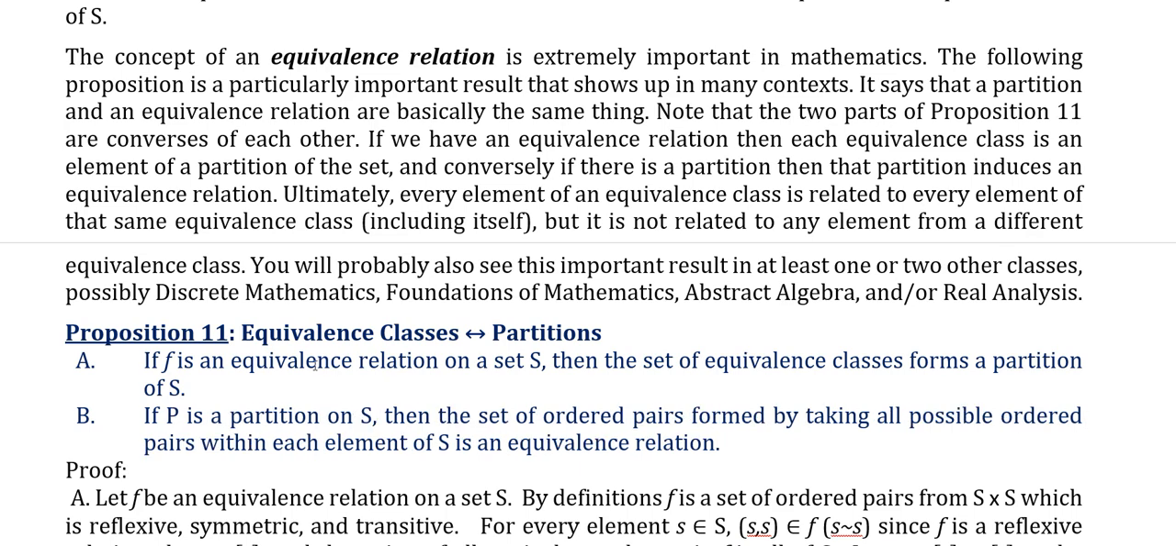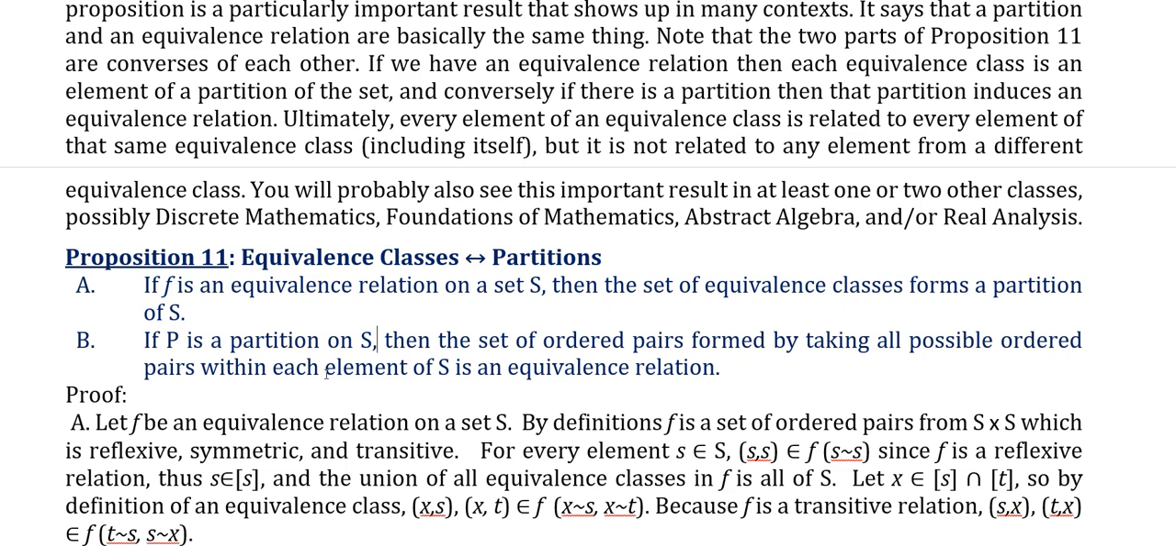So let's look at the proof. We'll do part A first. Let F be an equivalence relation on a set S. That's the given hypothesis. Now we have to show that these equivalence classes form a partition. So by definition, F is a set of ordered pairs, because it's a relation, from S cross S. In other words, both coordinates of the ordered pairs come from S, and F is reflexive, symmetric, and transitive. Okay, so let's see what that means.